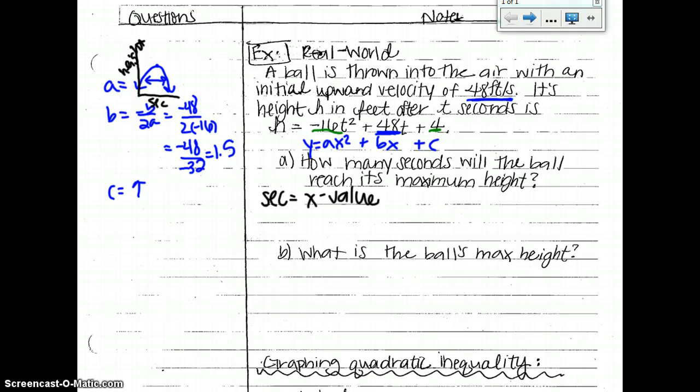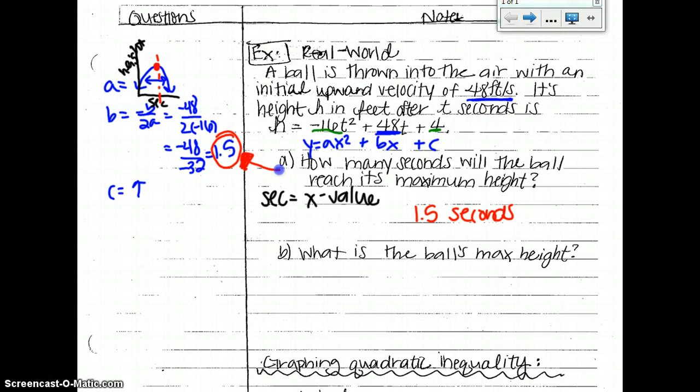Okay, we had said earlier that our maximum height would be our vertex. Our vertex meets up with the axis of symmetry. And we also figured out earlier our axis of symmetry is 1.5. So, how many seconds will the ball reach its maximum height? After 1.5 seconds. And I'm just going to draw an arrow right here to remind myself when I look back at my notes, this is where the 1.5 came from.